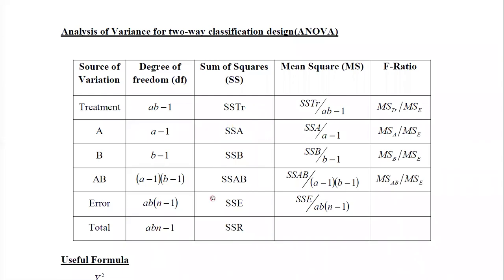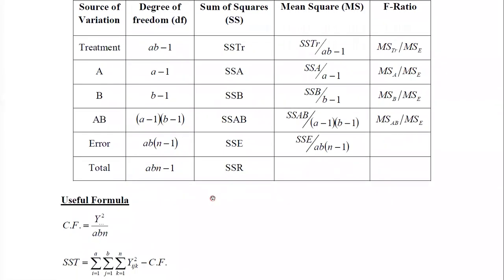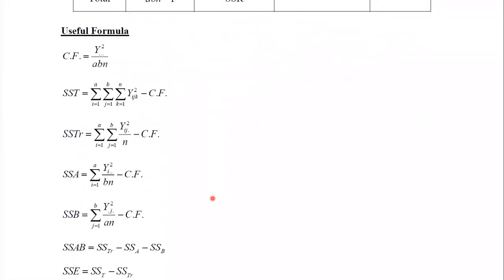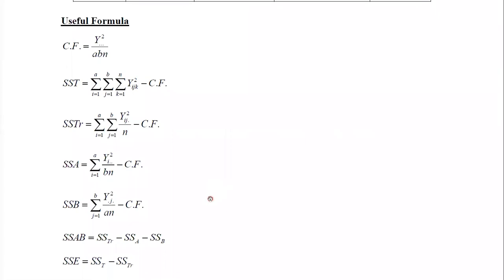Okay, now we will see some useful formulas to construct the ANOVA table. First, when we are dealing with this calculation, we can use the correction factor. It is the grand total squared divided by the number of levels in factor A into the number of levels in factor B into the number of observations in each combination. Then SST is the summation of the squared observations minus the correction factor.